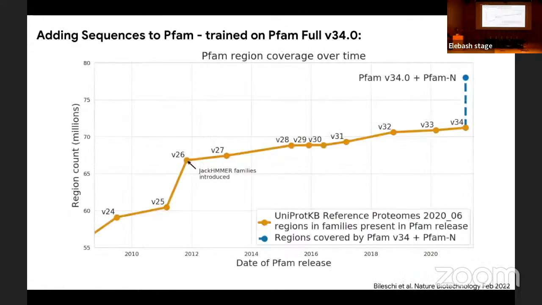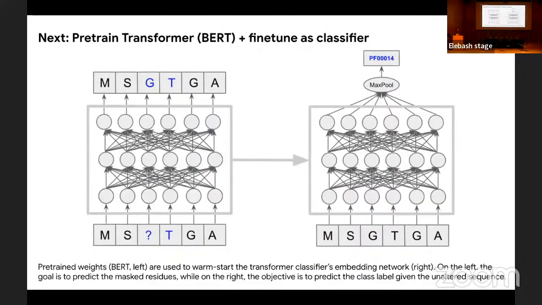With that approach, we found that we could annotate significantly more sequences than were currently available in Pfam. We added something like 8 million sequences to the database. This was released, I believe, in 2021, before we published this work, in a release with Pfam, adding a whole lot of sequences to the database.